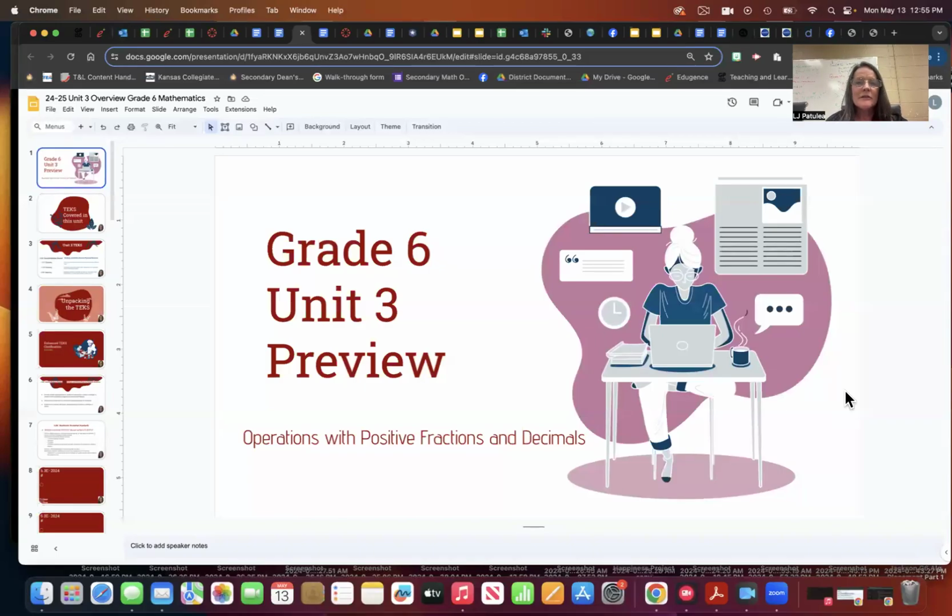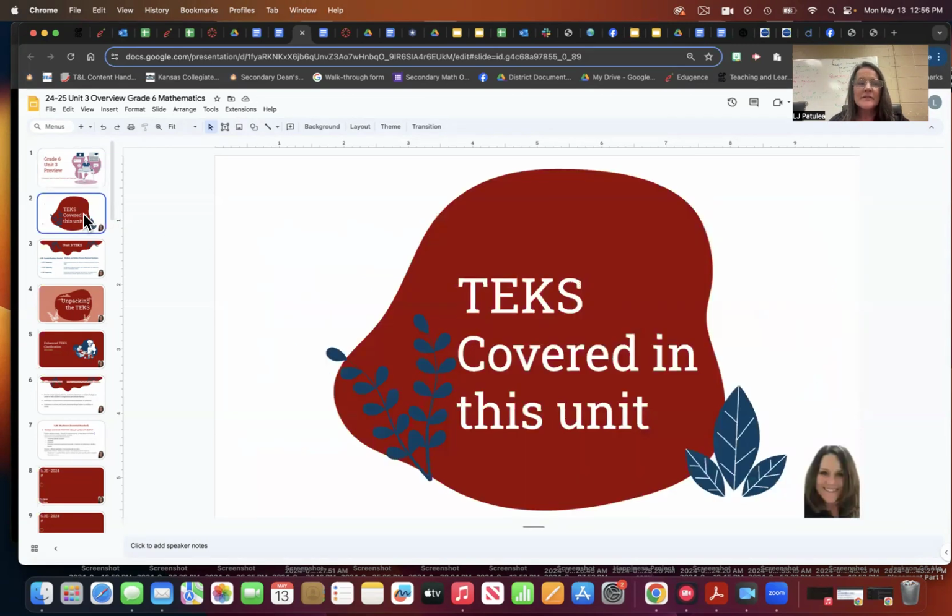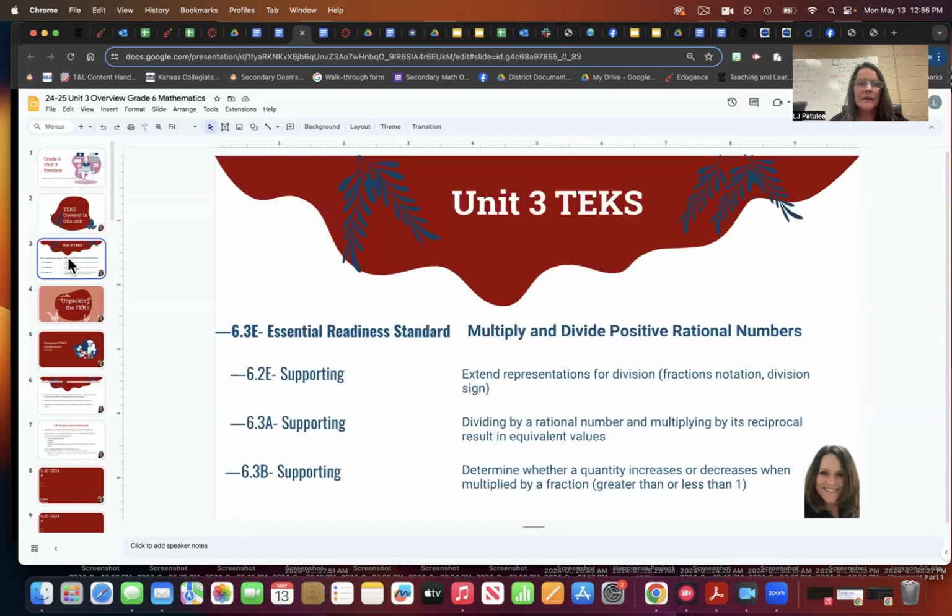Hey guys, this is going to be a quick review of grade 6, unit 3, operations with positive fractions and decimals. We're going to start with the TEKS covered in this unit. Our essential readiness standard for unit 3 is 6.3e, multiplying and dividing positive rational numbers. Then we have 3 supporting standards, 6.2e, 6.3a, and 6.3b.